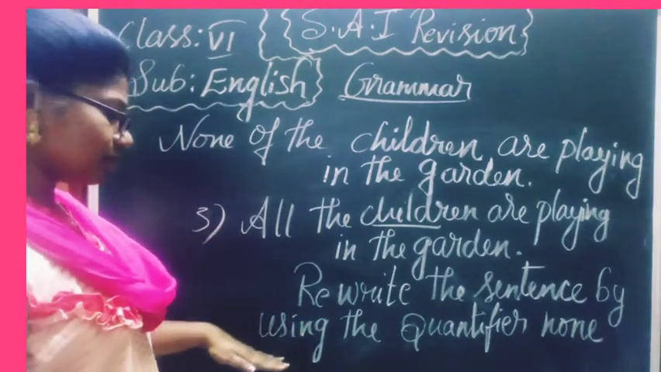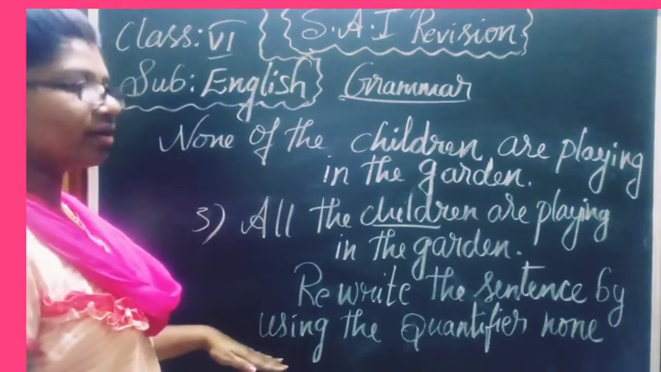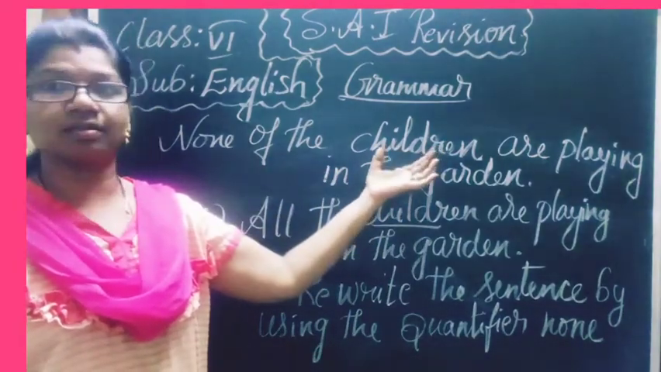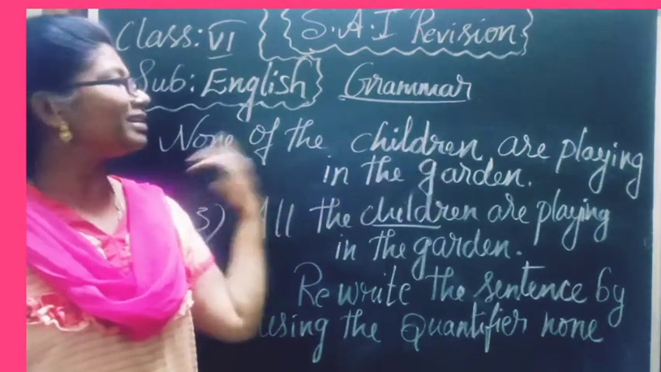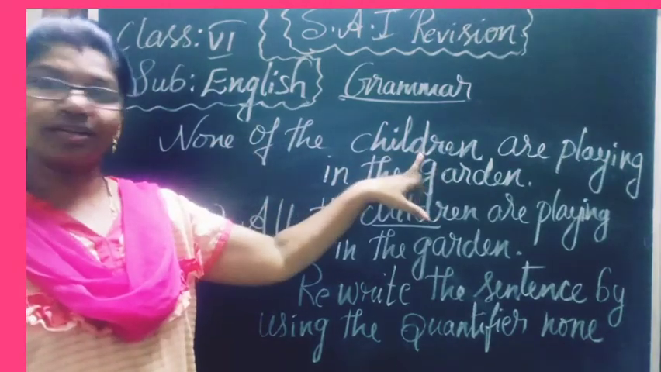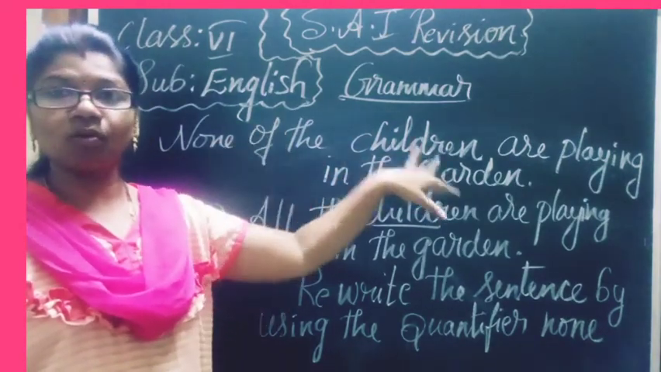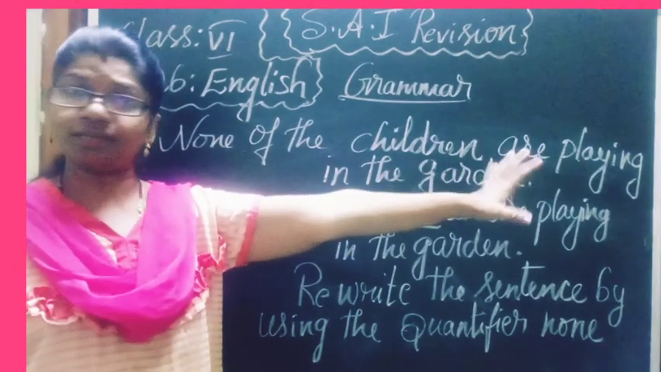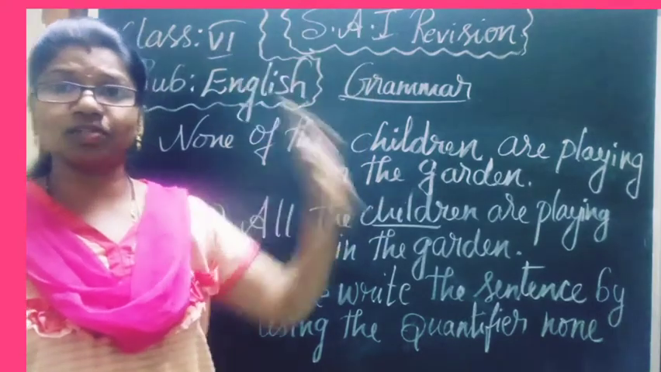All the children are playing in the garden. Rewrite the sentence by using the quantifier none. None of the children are playing in the garden. You may get players here. None of the players, none of the students, none of the girls, none of the boys are playing or is playing, whatever it may be. You should see what my question is here.